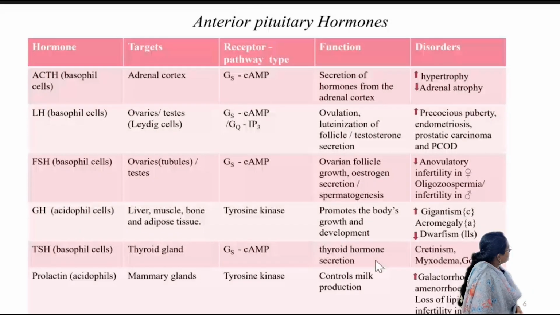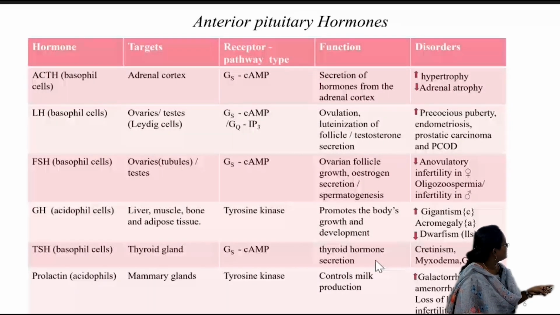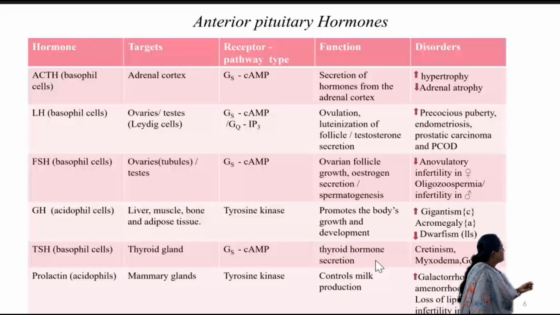And gigantism is seen in children when hypersecretion of growth hormone occurs, and in adults acromegaly is seen. And LLS is the other name of dwarfism, which is Levy-Lorenz syndrome. Okay.